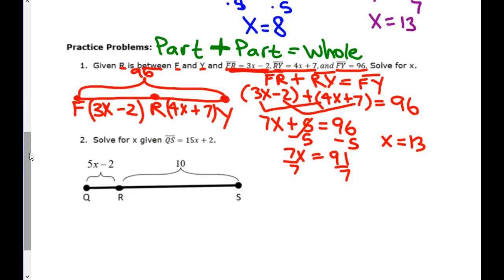Now, number 2 is a little bit nicer because we have a picture to work with. So let's think about this. Do we know the first part? Good. It's right here. Do we know the second part? Over here. Do we, in the picture, know the whole thing? Not from the picture. Always read your problem, right? Solve for x given QS is 15x plus 2. QS, now that's the whole thing. That's the whole. So let's write 15x plus 2.